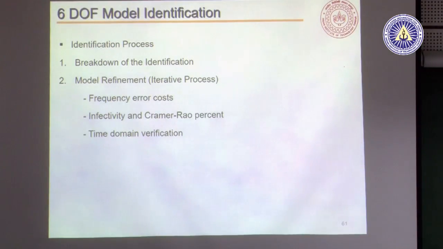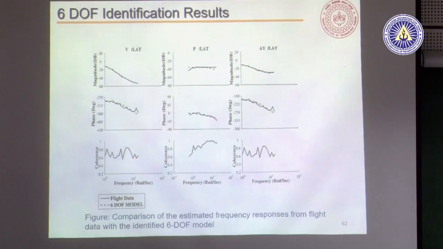So now, okay, we have to be very careful. Okay, this whole thing is iterative in nature. Okay, and we have to keep an eye on the frequency error costs and Cramer-Rao percentage. Okay. And finally carry out the time domain verification. So this is the result for the identification for 6 degree of freedom.